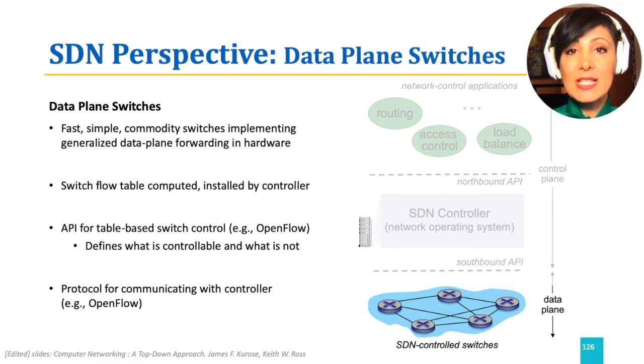The data plane switches are simple commodity switches implementing generalized data plane forwarding in hardware. The flow table, which is computed in the SDN controller, is to be communicated and installed at these devices by the controller. So, at this level, the role of the controller is to provide a communication layer to these devices. This happens through the southbound interface. OpenFlow is a protocol that we will discuss that serves this purpose: communication between the devices and the controller.